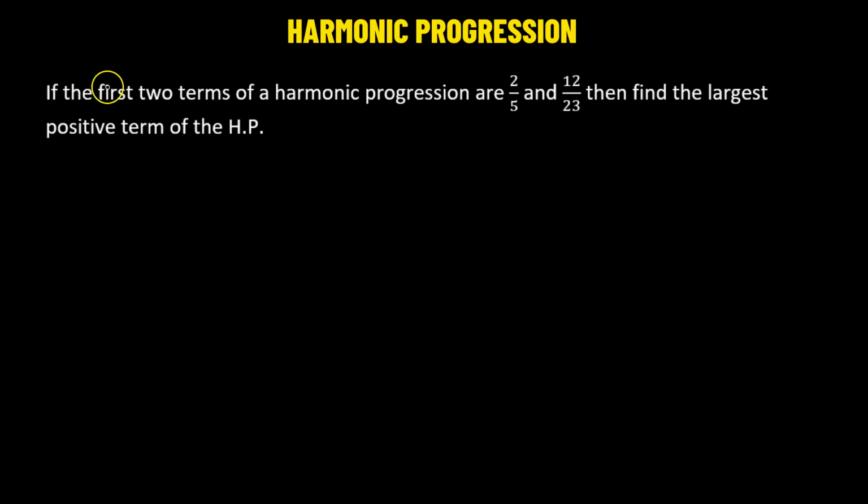We have a harmonic progression, and the first two terms of that particular progression are provided to us. The first term is 2 over 5 and the second term is 12 over 23. We need to find the largest positive term of the harmonic progression.